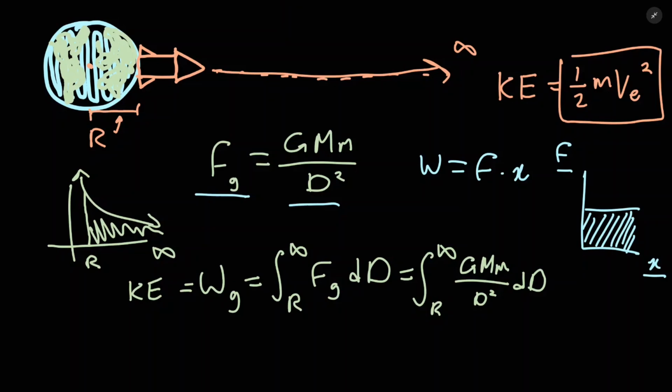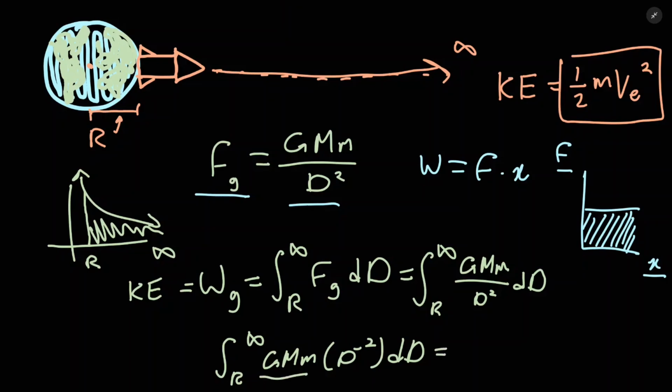So for this to work out, we need to calculate this. And this is pretty simple to do. You're going to grab this top portion, which is a constant, and basically ignore it while we're calculating this integral. So we're going to get the integral from r to infinity of G M m times d to the negative 2 dd. And this is a very simple reverse power rule integral.